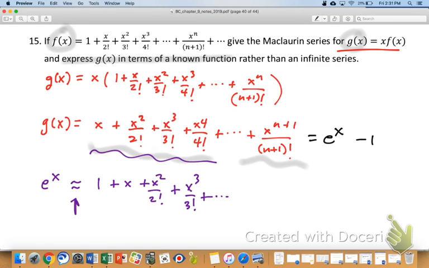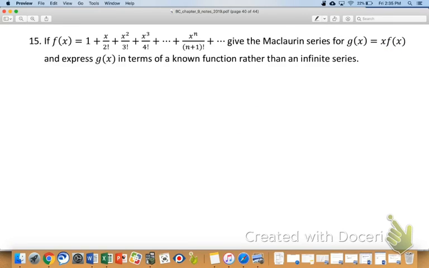Anything at all? All right, so then we're down to the final 2. Congratulations, you're almost there. Number 13. Let's do 13.